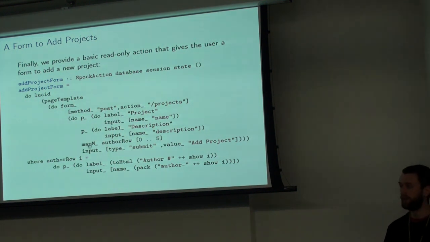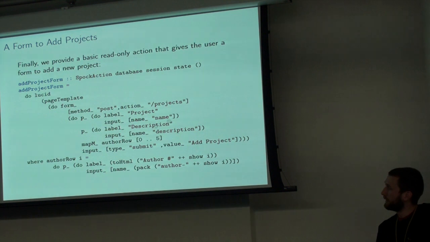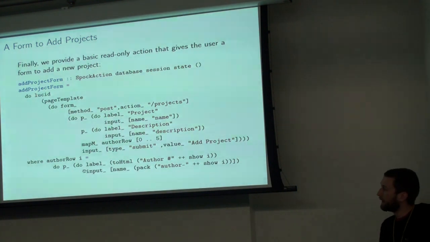To generate the author rows, I'm using mapM_, which is going to go through this list of 0 to 5, and for every one of those numbers, emit this chunk of HTML. So we're going to end up there with 5.